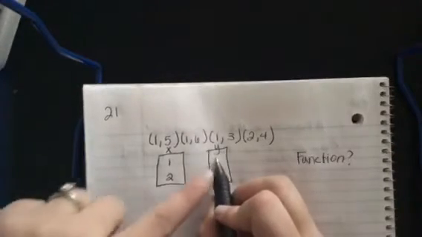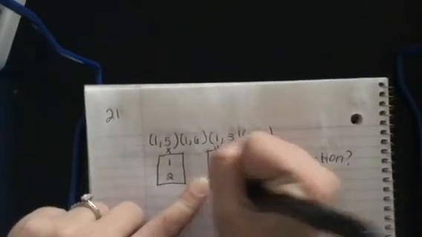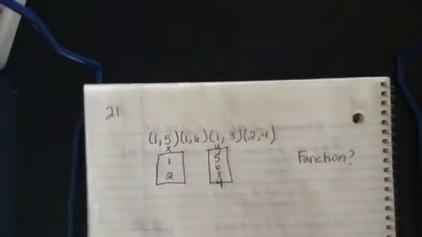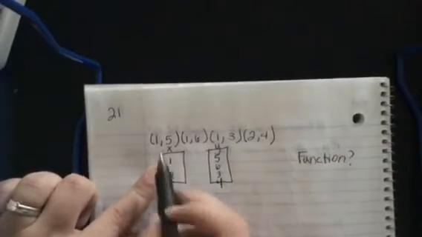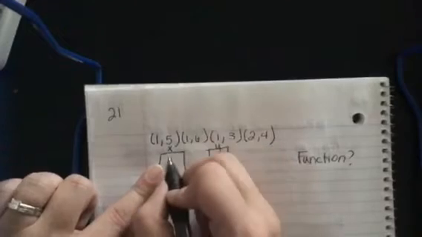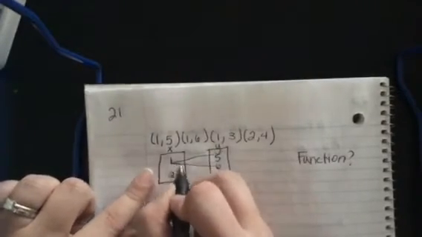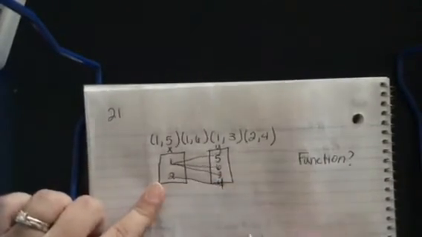Now, over here, what y values do I have? 5, 6, 3, and 4. Man, I really need to learn to make my boxes the right size. 5, 6, 3, and 4. 1 goes with which numbers over here? 1 and 6. 1 and 3. 2 goes with 4.